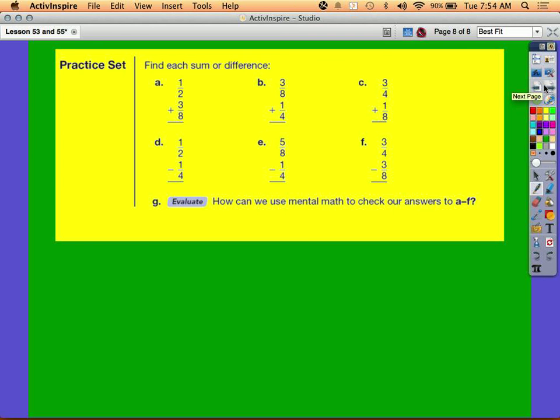There's a practice set for lesson 55. Remember, for now, we're going to have common denominators that are whatever our bigger number is for a denominator. Okay. So go ahead and do practice set. We don't need to do G. We can skip G. Just do A, B, C, D, E, and F. Bring any questions you have to class. We'll go through them.